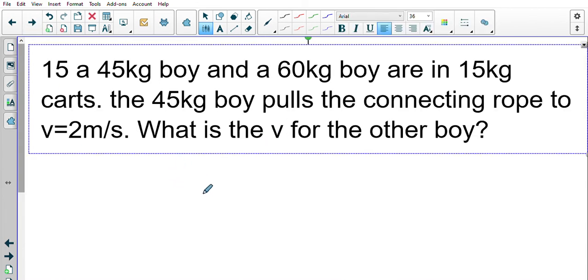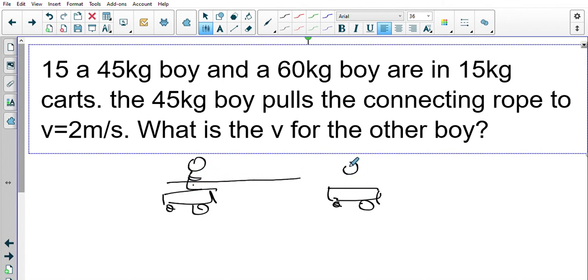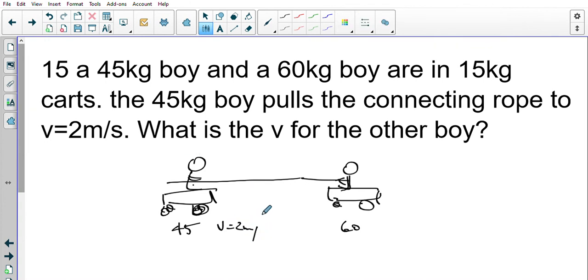Finally, we've got two kids. We've got one wagon here. Maybe these are scooter boards in the gymnasium. Okay, we've got another scooter board here, and we've got Billy, and Billy's got a rope, and we've got Johnny, and Johnny's got the other end of the rope, and they're pulling. And so let's say this is our 45 kilogram, this is our 60 kilogram, and he begins pulling, and when he's pulling, now their velocity is equal to 2 meters per second.